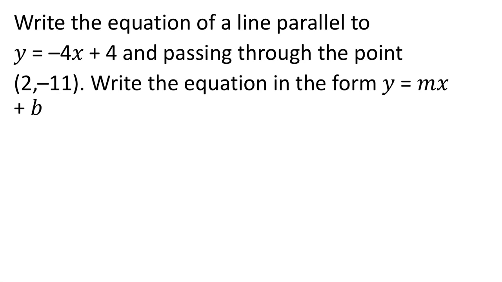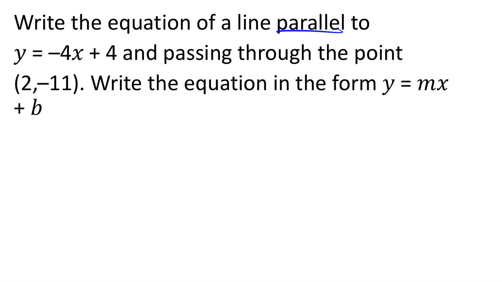All right, we're going to write the equation of a parallel line to this equation, y equals negative 4x plus 4. Now, the thing with the parallel line is it's going to have the same slope. We'll have to keep that in mind, but it also passes through this point, (2, negative 11). So (2, negative 11) needs to make our new equation a true statement for the equal sign.